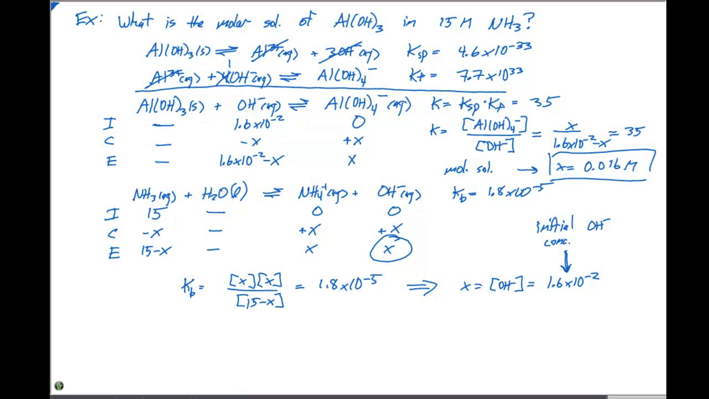Okay? So you then set up the ICE table after determining your concentration of hydroxide from the bottom ICE table down here. You can set everything up and you can solve for, in this case, x, which is the molar solubility of aluminum hydroxide in a concentrated solution of ammonia.